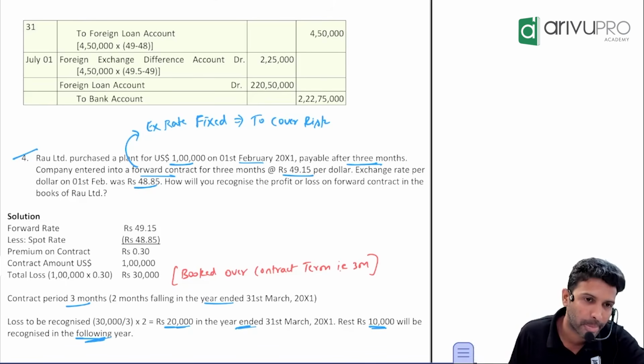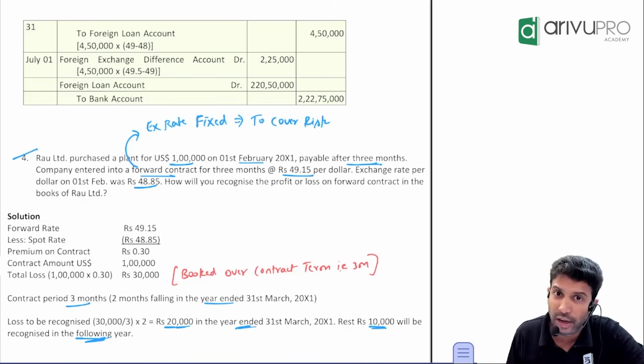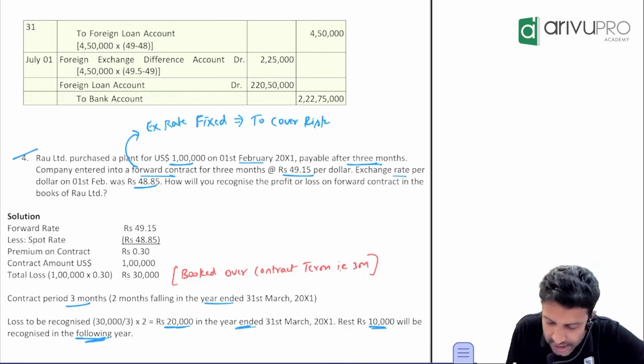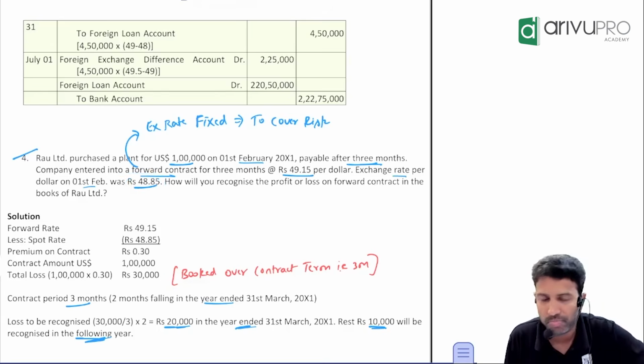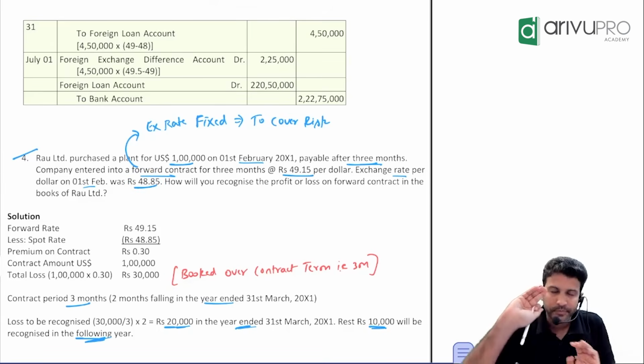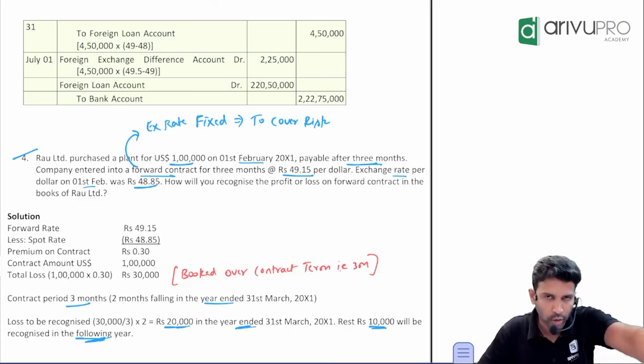Easy. But will the bank give a good rate or not so good rate? Not so good a rate. Check. The exchange rate on 1st February was 48.85. Now, it will always be a loss, if you want to know the logic of it.